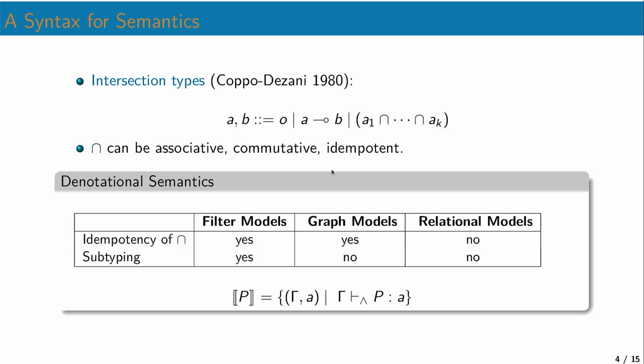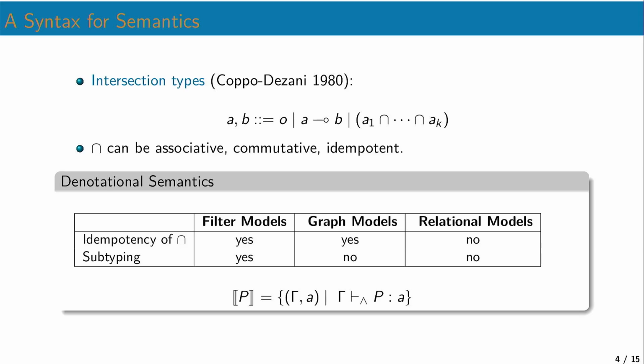In particular, they can be used to present several denotational semantics. For instance, the family of models called filter models, which are a particular case of Scott semantics, are presented by means of an idempotent intersection type. And we also have a notion of subtyping for our type system. Then the graph models are a simpler version of filter models that do not have subtyping, but still they can be defined as some kind of Scott semantics, and still have idempotency of the intersection types. And in the relational case, we drop both idempotency and subtyping, the semantics being quantitative. And so we can actually count how many times we are using our input. For this reason, we don't have idempotency of the intersection.